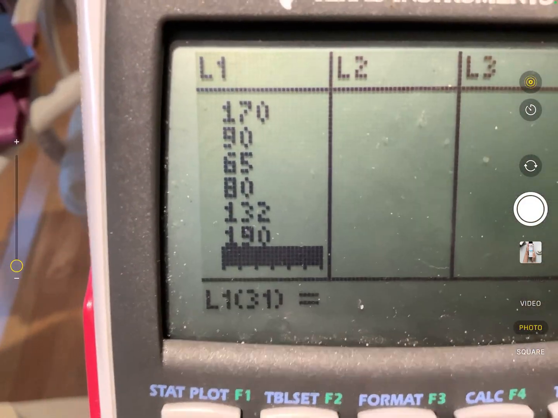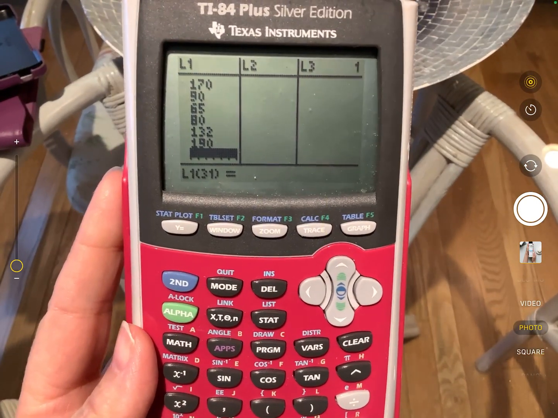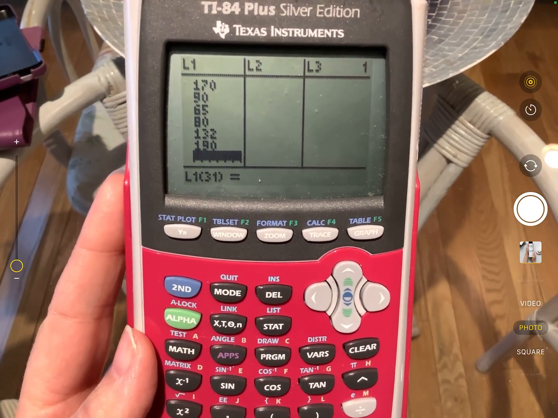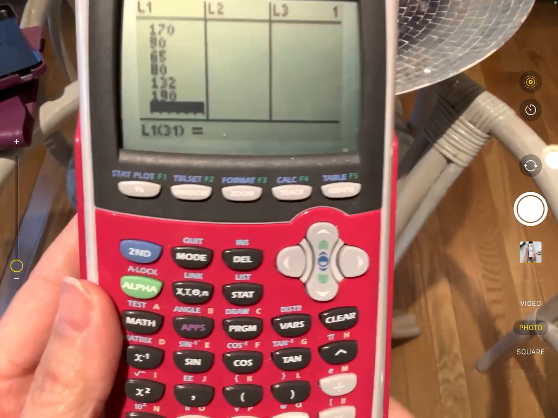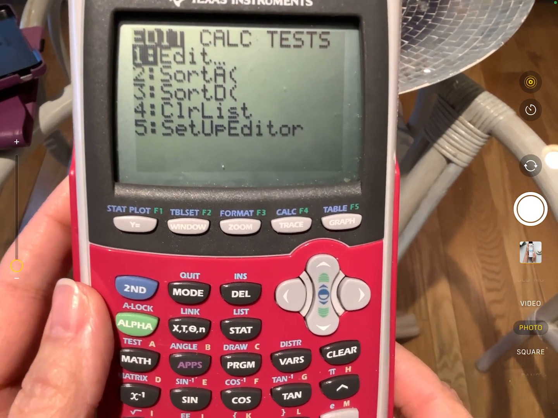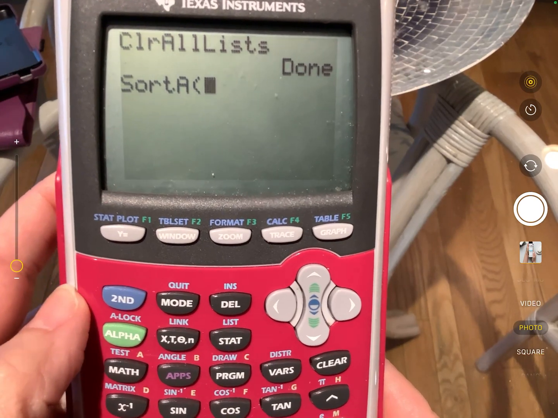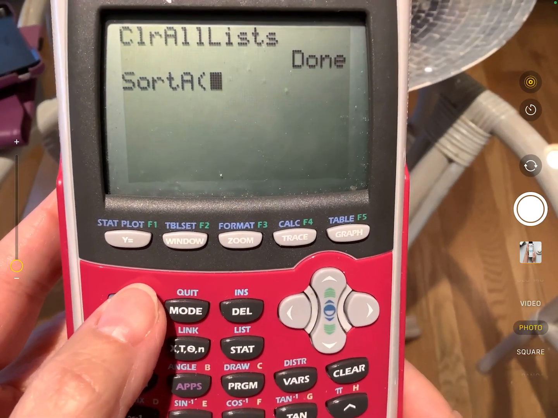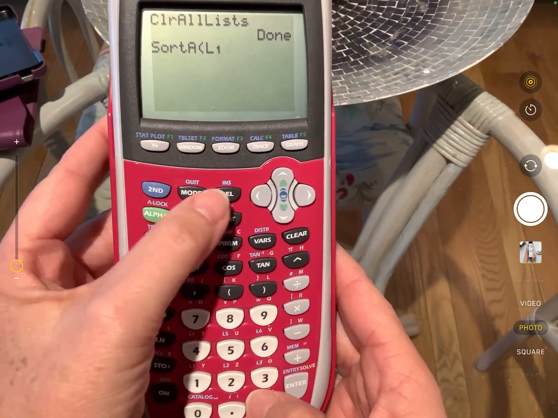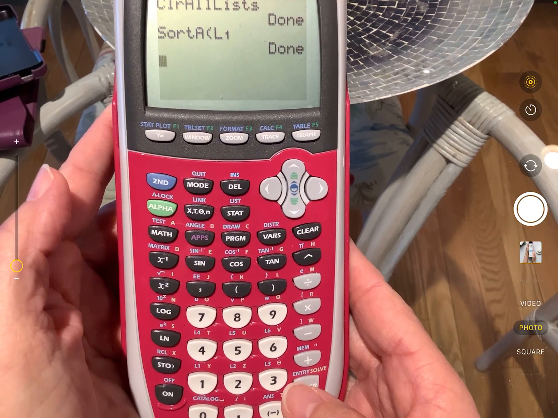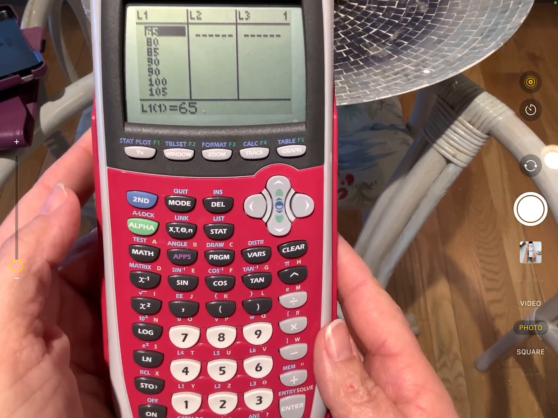One of the things that I want to show you is how to sort that data so that when you go to counting the number of data pieces in an interval, you don't miss any. So if you go back to Stat, you'll notice that number 2 says sort ascending. And then it's going to open parentheses. You need to tell it what list to sort. So I'm going to hit second 1 for L1, and it'll tell you that it's done. So now when I hit Stat Edit, my data is still there, but it's in numerical order.